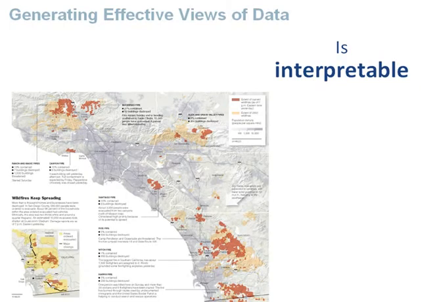The final point I'll make about what makes a view effective is that it needs to be interpretable, right? I need to be able to look at it and understand exactly what the data being shown is, what the encodings are. And so here's a graphic from the New York Times that does a great job of annotation and use of legends and titles and captions to tell me exactly what's going on here.